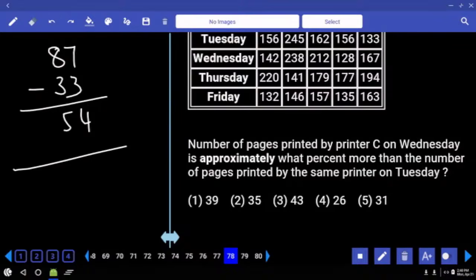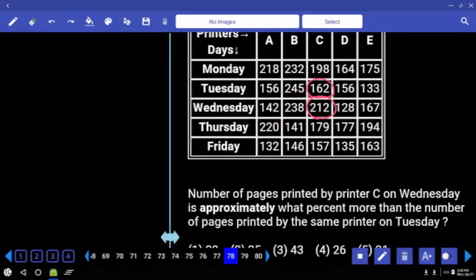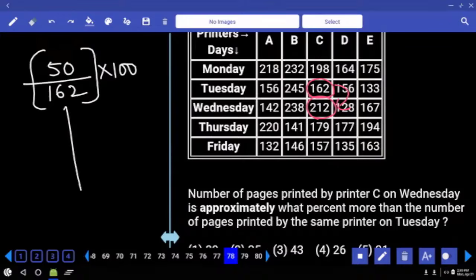Number of pages printed by printer C on Wednesday is approximately what percent more than number of pages printed by the same printer on Tuesday. Tuesday it is. With respect to 162, 212 is definitely more. How much more? 50 more. From percentage, don't go for cancellation. Identify answer from the denominator only. With respect to denominator, what is 10%?